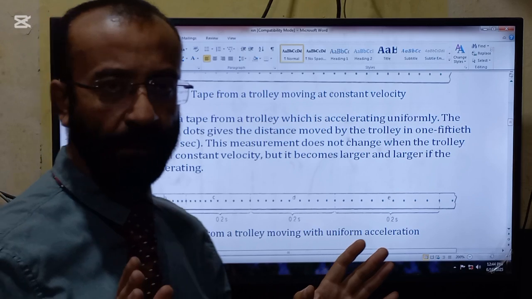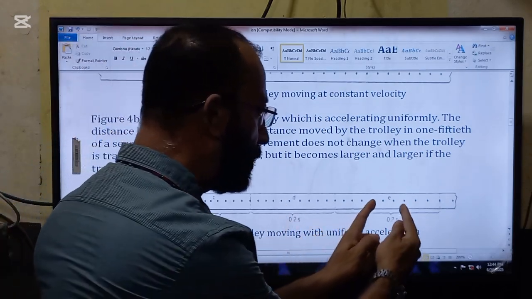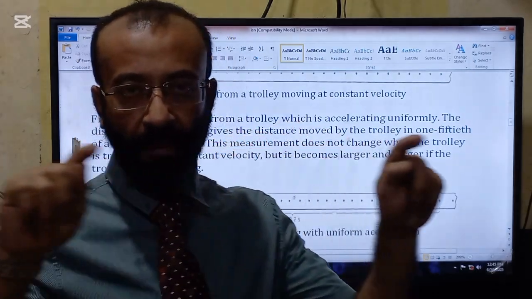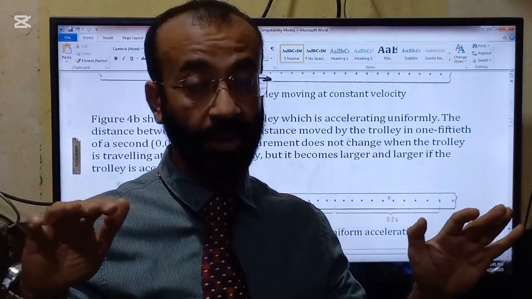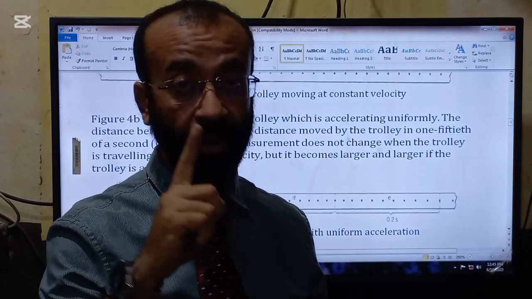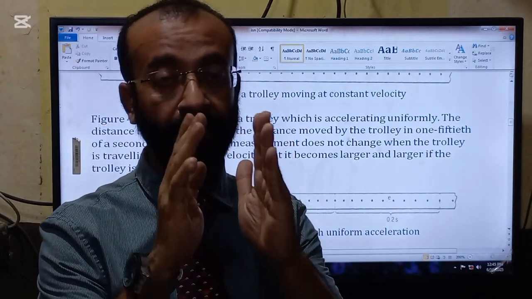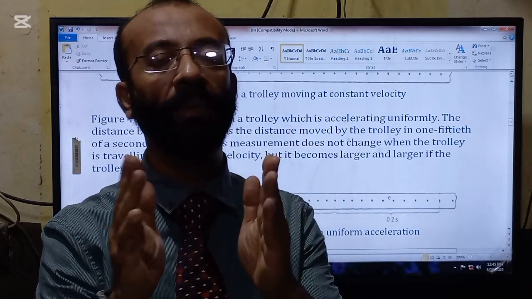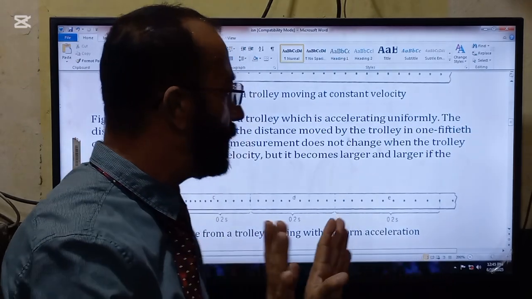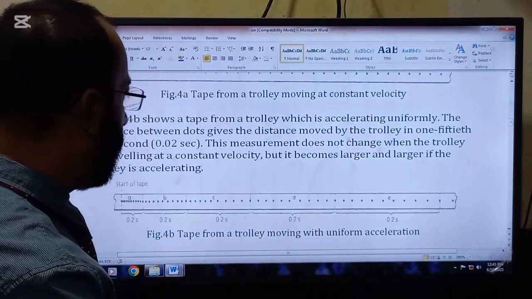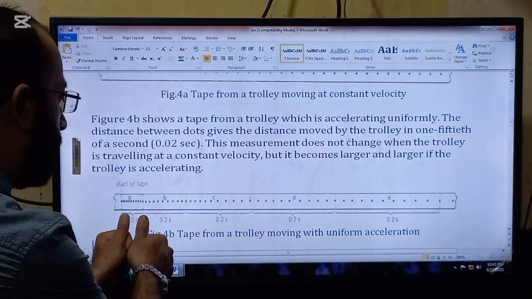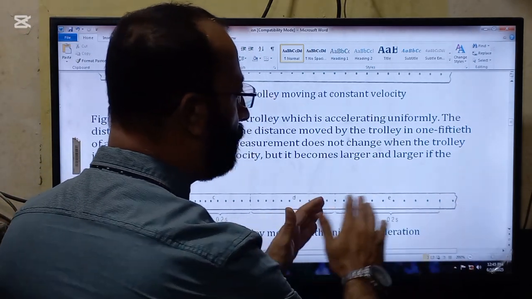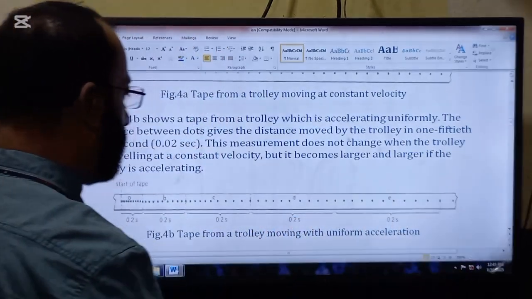So no need to get confused. The time between 2 dots will always be 0.02 second, because the pin is putting 50 dots in 1 second. So the time taken between 2 dots is 1/50th of a second, that is 0.02 seconds. This is a very simple thing, students. If dots are very close to each other, it means the trolley is moving slowly. If the dots are very far apart from each other, it means the trolley is moving at high speed.